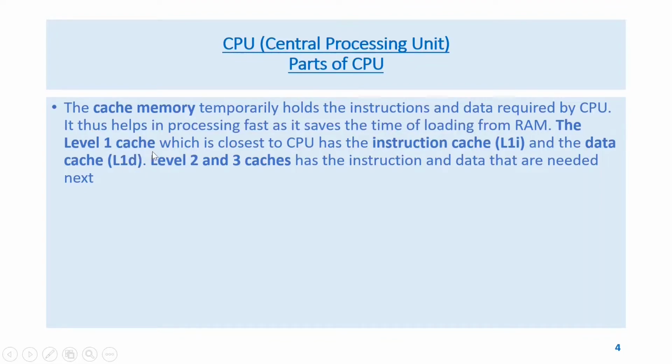The level 1 cache, which is closest to the CPU, has the instruction cache L1I and the data cache L1D. Level 2 and 3 caches have the instructions and data that are needed next. The accumulator stores the result of the operation of the arithmetic logic unit.